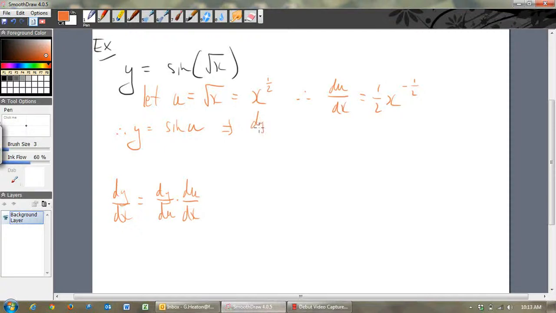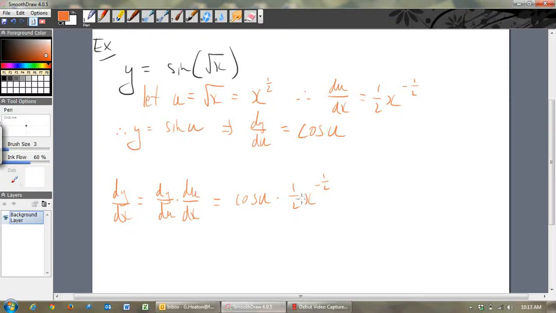That gives us the derivative of y with respect to u. We want to know the other part here, that's this thing, is equal to, what's the derivative of sine? It's cos. So the derivative of that is just cos u. Now we can use our chain rule, which is dy by du times du by dx, which is half x to the negative half, like that.